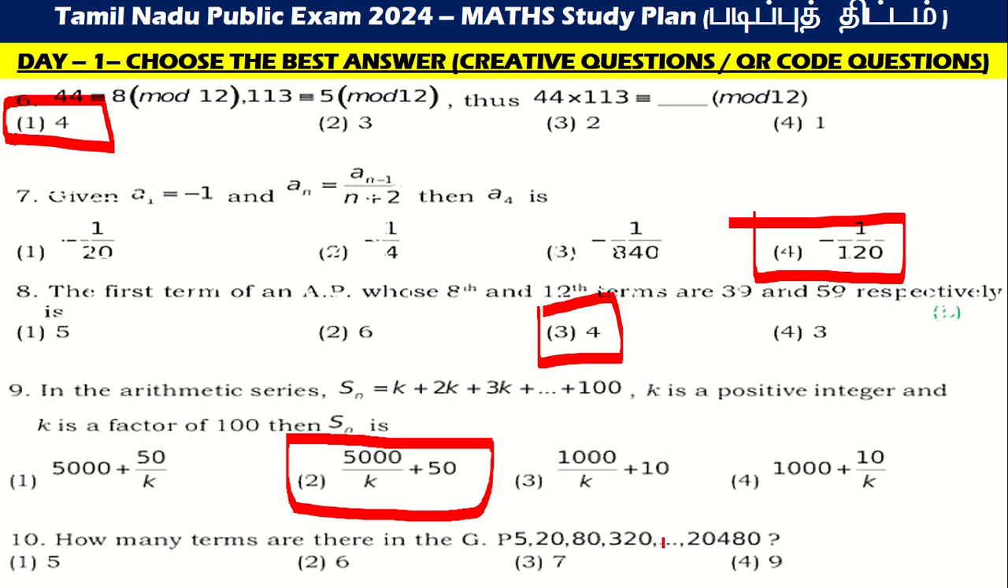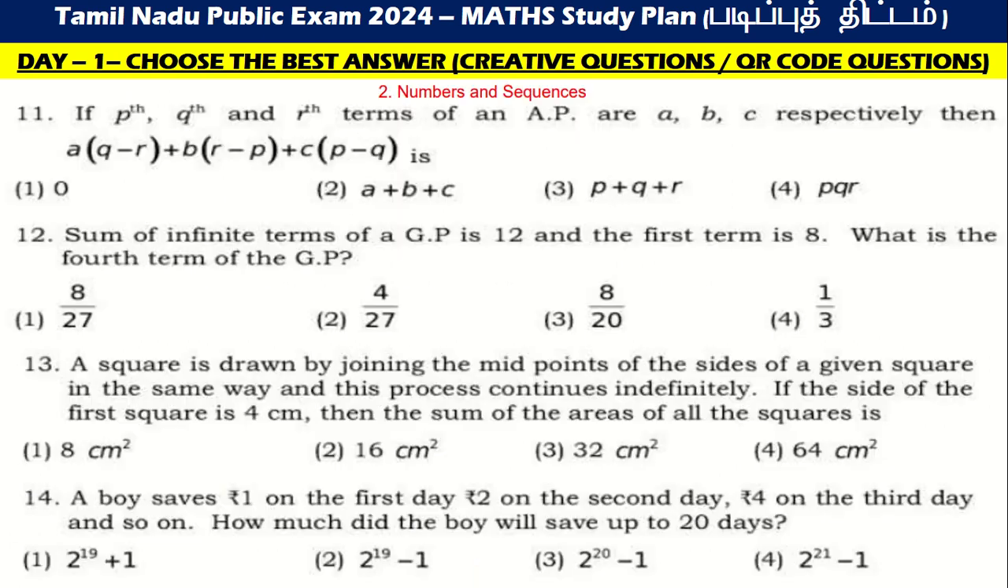5, 20, 80, 320 up to 20480. That means it's 7. Then next one. If Pth, Qth and Rth terms of AP are A, B, C respectively, then the first one is, answer is 0.